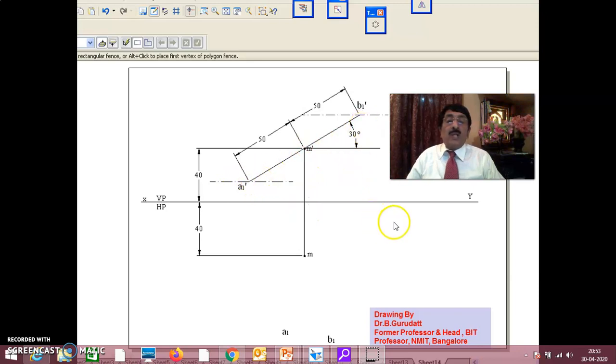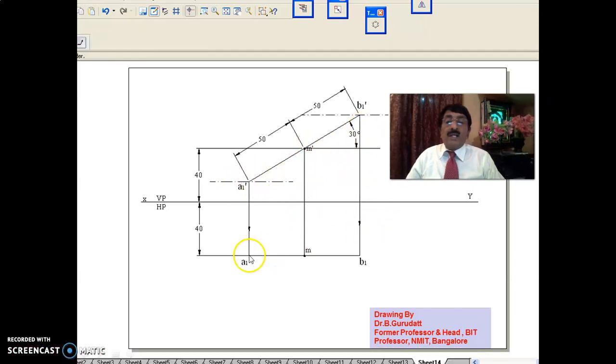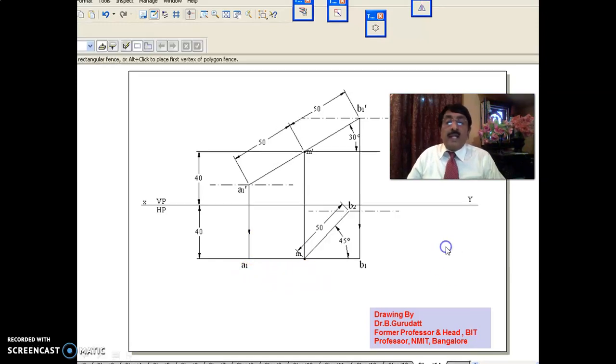Once the true length is found, the corresponding other view, parallel to the XY line, you do. The procedure remains absolutely the same. Then once it is a true length, the corresponding top view is parallel to the XY line, which you can rotate till it cuts the end projector or locus and all that. We'll come to that. Next, the line is inclined at 45 degrees to VP also. Same 50 mm, no?